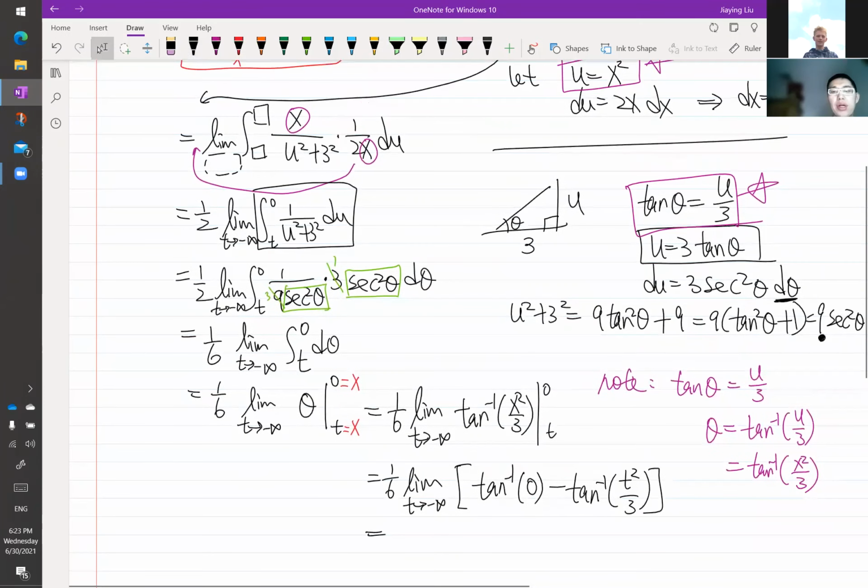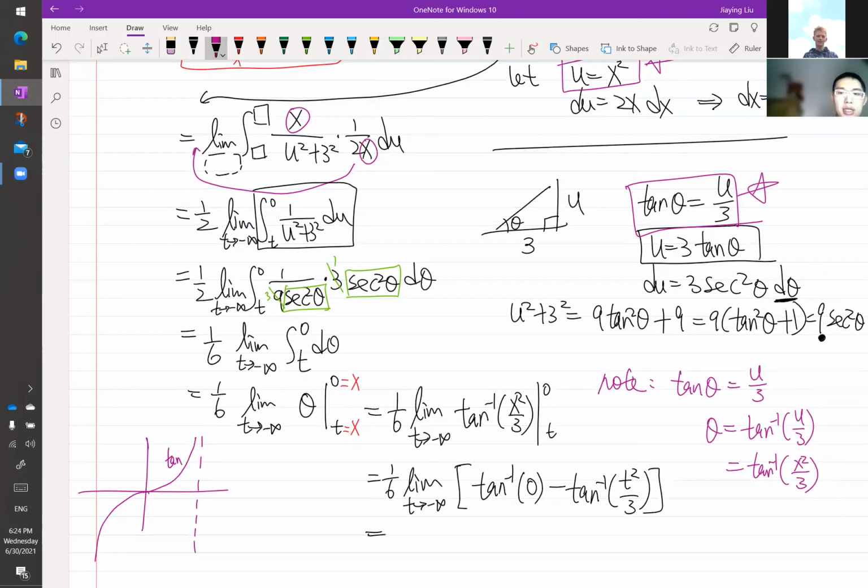We have to evaluate each one of them. If you recall the inverse tangent of 0, let's consider the graph of tangent. It looks like this. This is tangent theta, or x, I guess, for that matter. So here the inverse tangent is that you know the y value, you're looking for the x value. You know the y value is 0, we're looking for the x value. So if the y value is 0, the x value has to be 0, right?